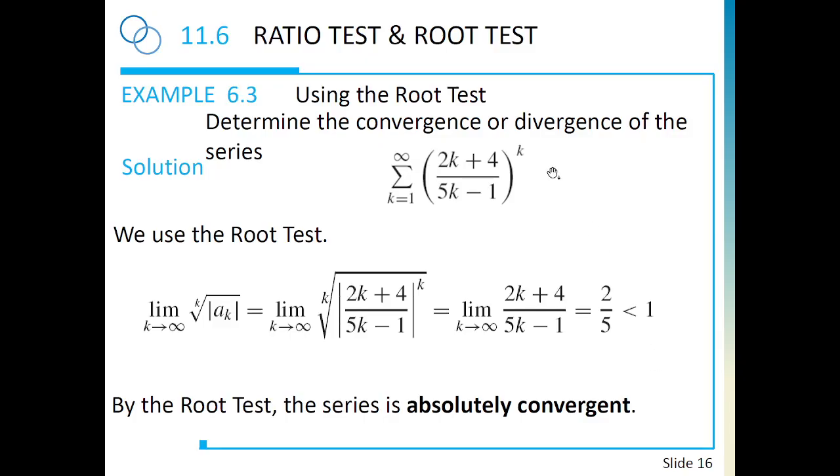So here it's much easier and wiser to use the root test than the ratio test, because it would be a total disaster to use the ratio test. It would be much more complicated for nothing. You see, with the root test, everything is under the same power, so we use the root test. It simplifies our life.